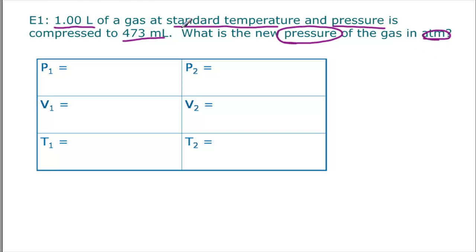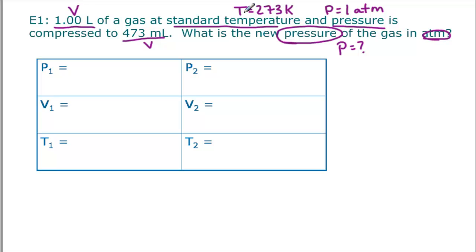Alright, so we read, we circled, we underlined. Liters here tells me that I have a volume. Standard temperature, I'm going to remember, is 273 Kelvin. That comes from your reference packet. Standard pressure, if we want ATMs, we're going to need 1 ATM. And that's our pressure. And 473 milliliters is also going to be a volume. Now new pressure is what we're trying to find, and we want that in ATMs. So we can see that we would use P1 V1 over T1 because we have 2 volumes and 2 pressures here. Now the temperature we'll talk about in just a minute.